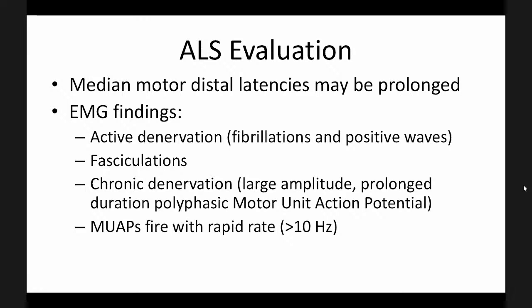In the case of EMG, we have active denervation, fibrillation, and positive waves. There is fasciculation as well. There is large amplitude, prolonged duration, polyphasic motor unit action potential in ALS on EMG. Also, we have motor unit action potential firing at a rapid rate of more than 10 Hz.